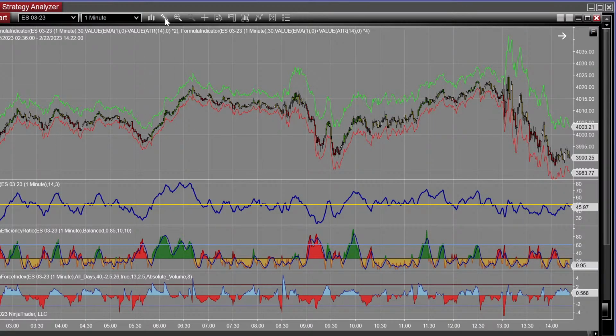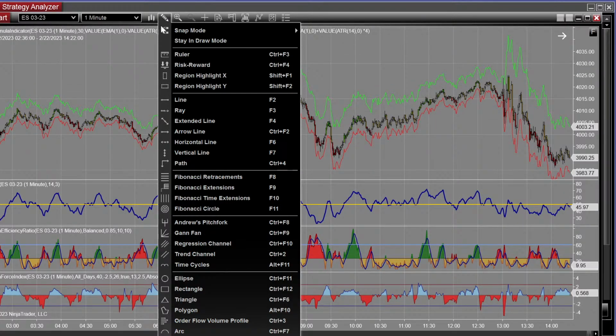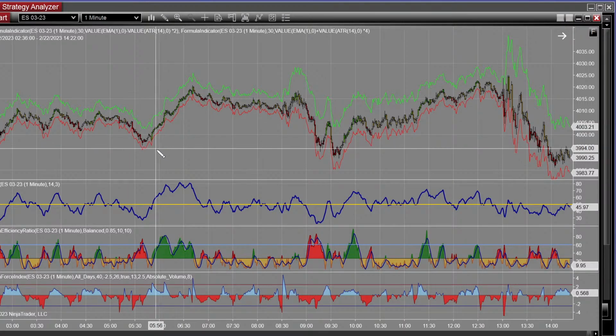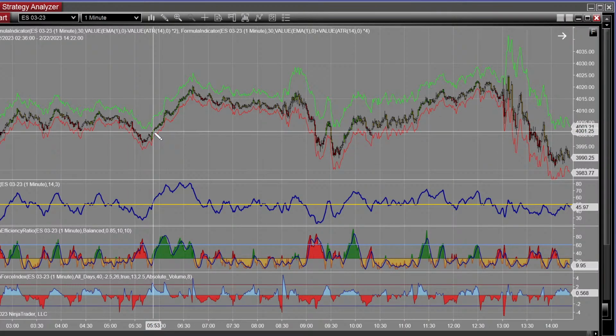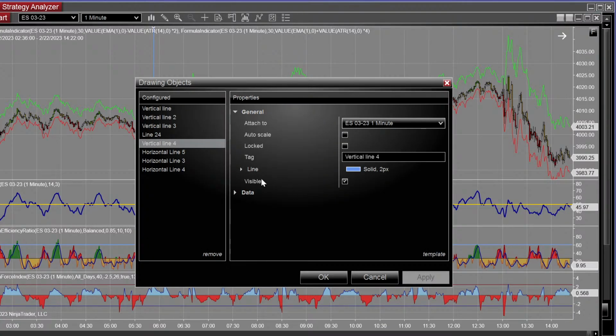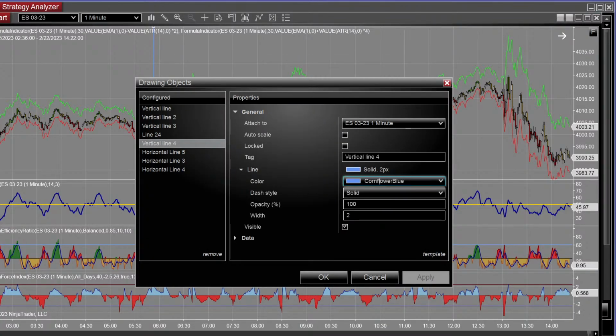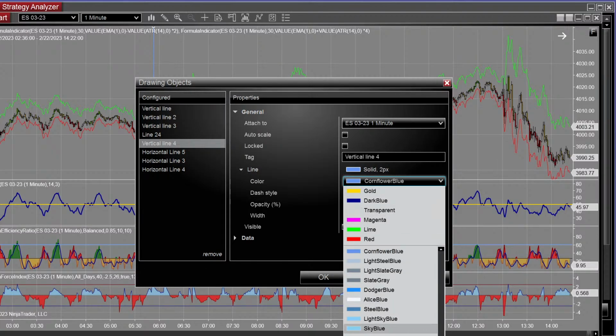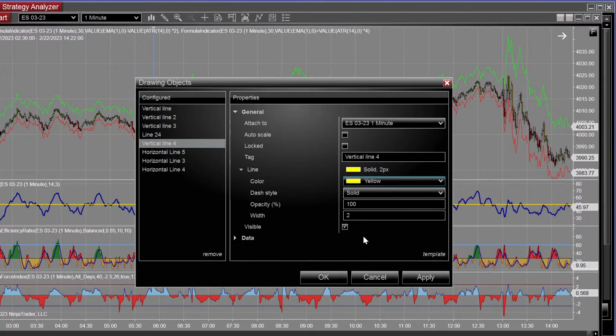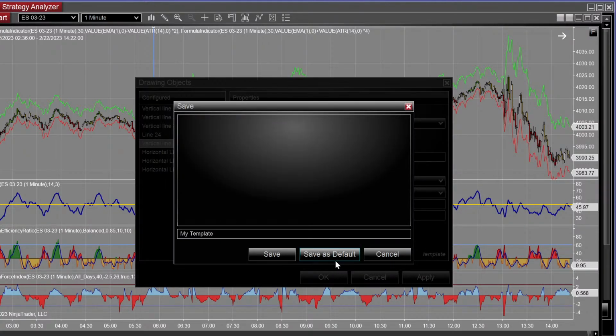So we're going to mark some of these triggers, see what we can come up with. Change that default color. These colors are just not showing up well. Let's make this color yellow.